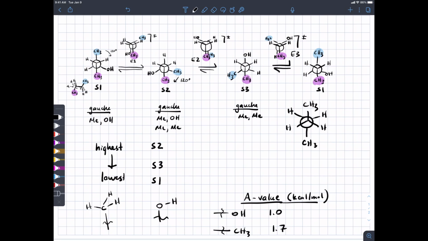We'll learn later on about how to draw Newman projections and make sure you're getting the right molecule, but that's going to require us to get into Chapter 5 in stereochemistry. Any other questions you want to ask about that?